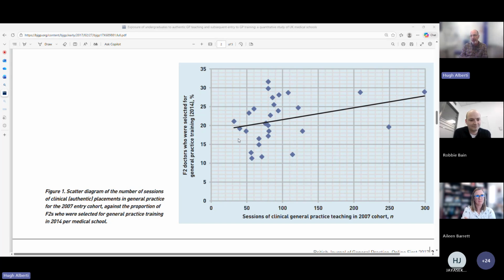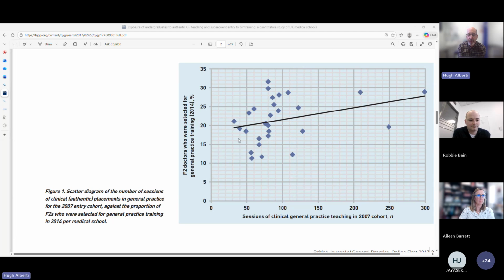So my background is general practice. We were looking at the correlation between how much time undergraduates spend in general practice and the proportion of graduates from that medical school that end up being GPs. And it showed there was a correlation. As you can see, it's not a very steep correlation. The statisticians told us it accounted for about 15% of the differences across medical schools, but it was associated.